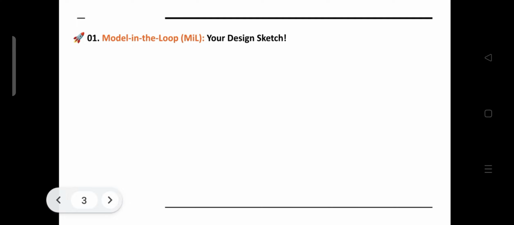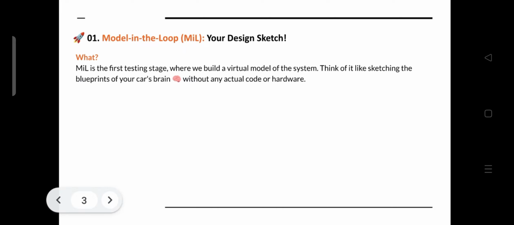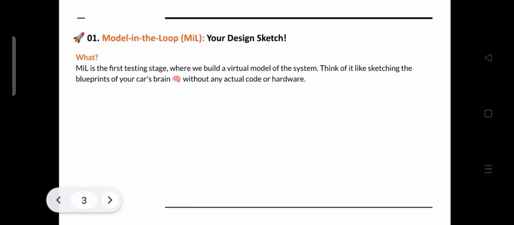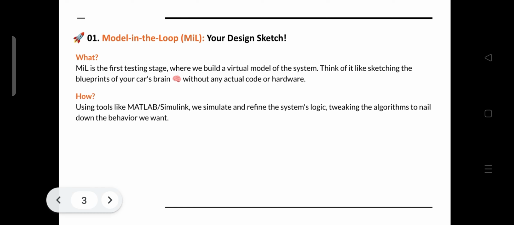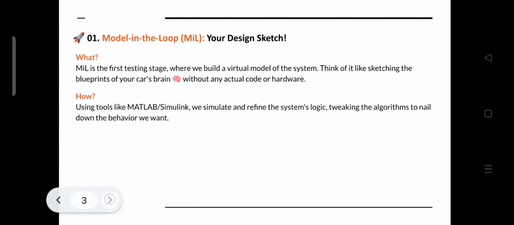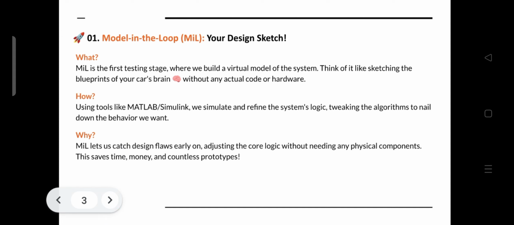First up is model in loop or MiL. Imagine MiL as a blueprint stage. Here we build a virtual model of the system and use it to shape the car's brain. Think of it as sketching out your ideas without committing to hardware or coding it. In this phase, we are using powerful tools like MATLAB Simulink to simulate and refine the system's logic. This allows us to try out different algorithms and behavior without needing any physical components.